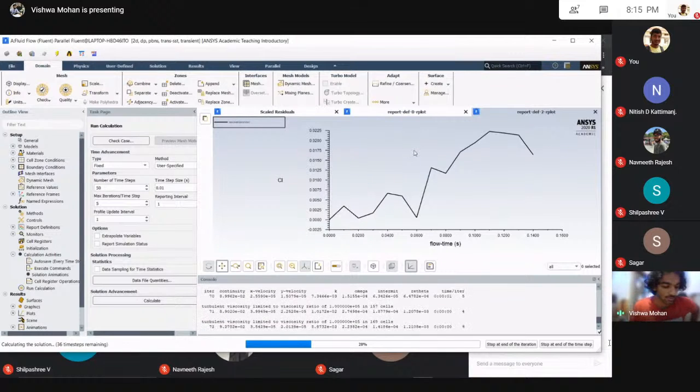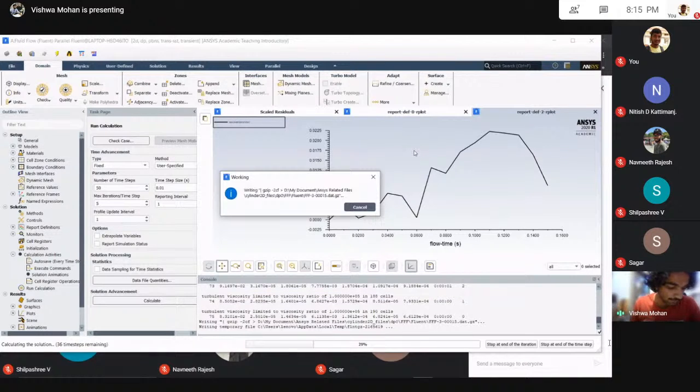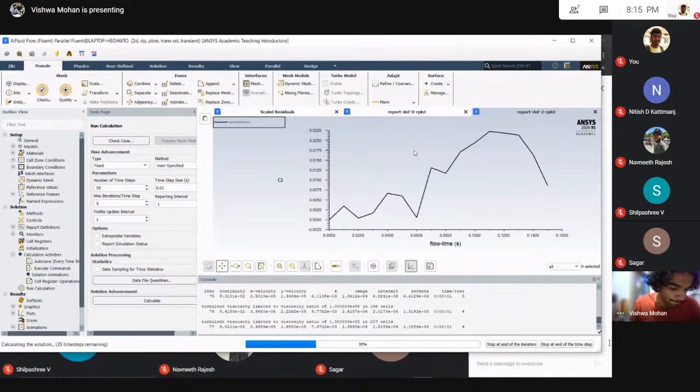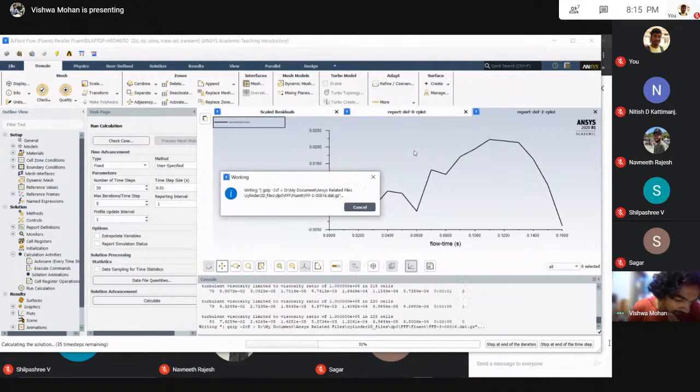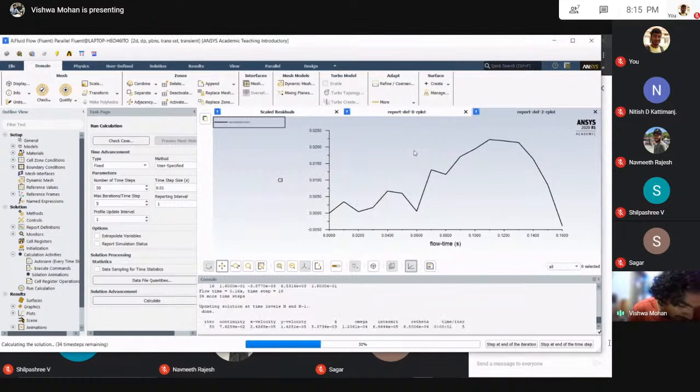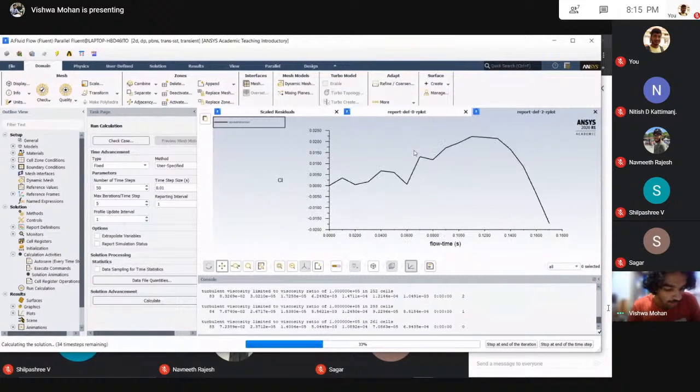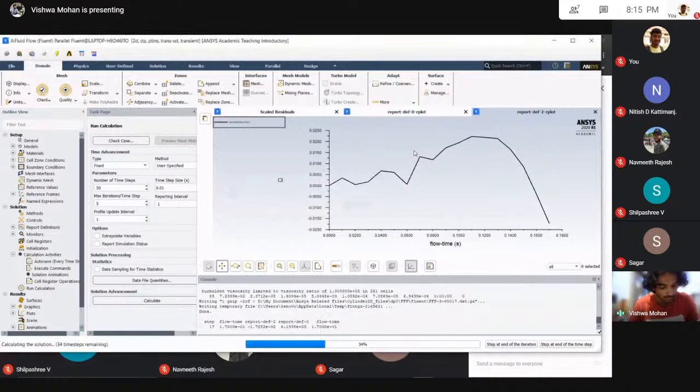And so in the meanwhile, I would like people to ask questions. So someone, Rohit, is asking how do you know if the mesh is correct?